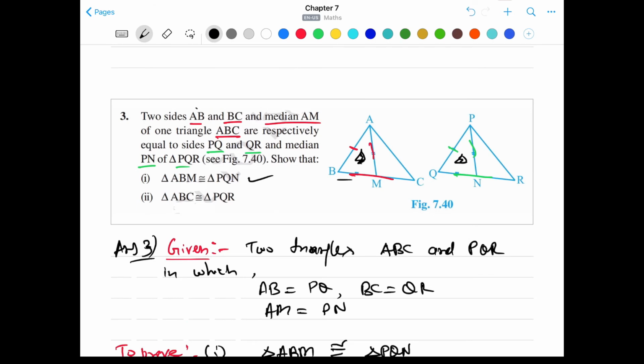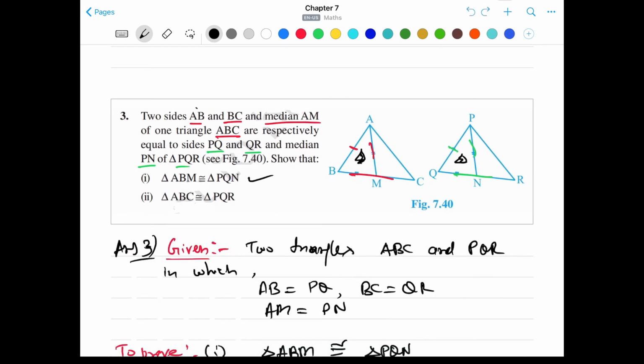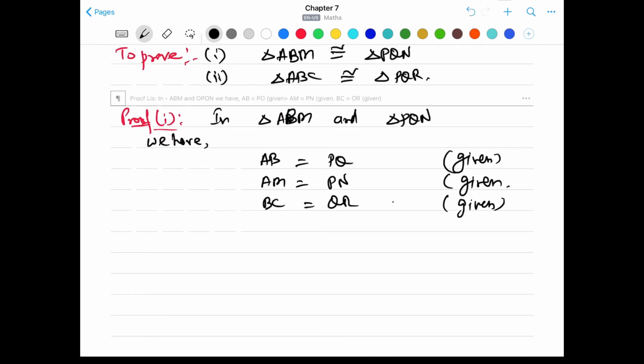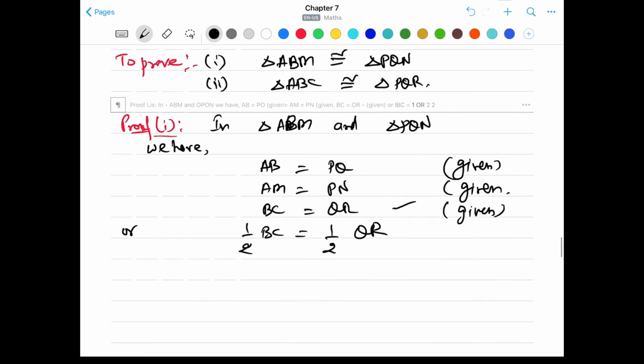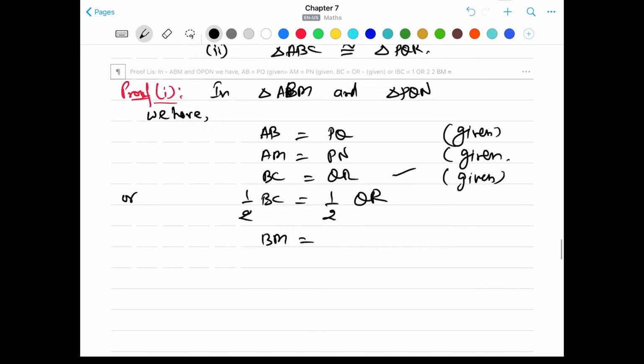Okay, but in this triangle we do not have the entire BC, we have only up to BM. So we'll divide this equation by 1/2 on both sides. We can write this as 1/2 BC equals 1/2 QR, that is half of BC and half of QR. Half of BC is BM and half of QR is QN.